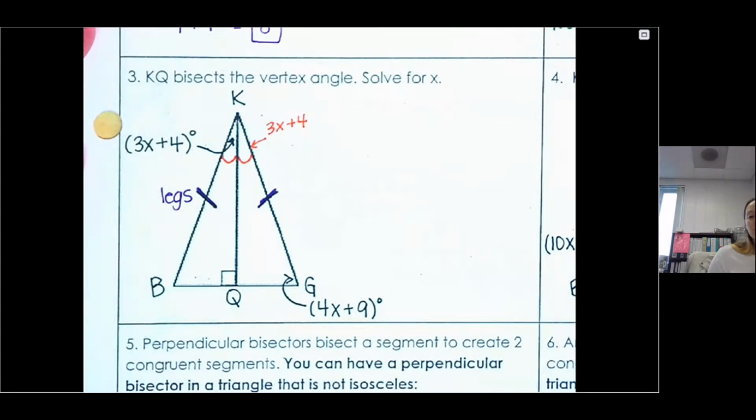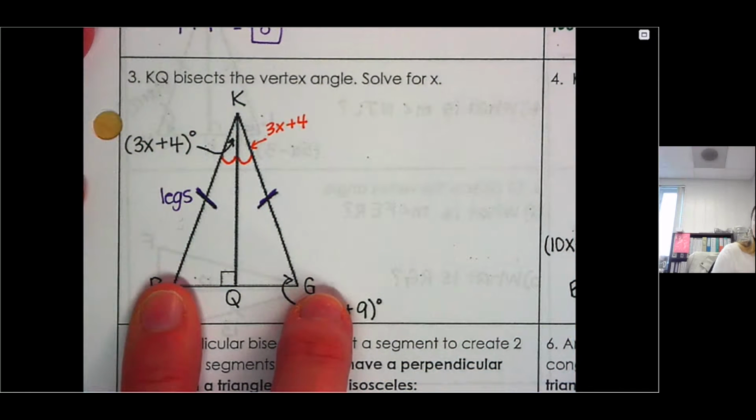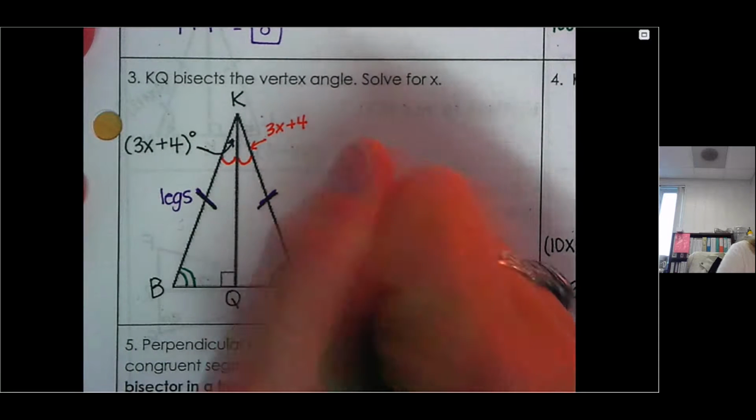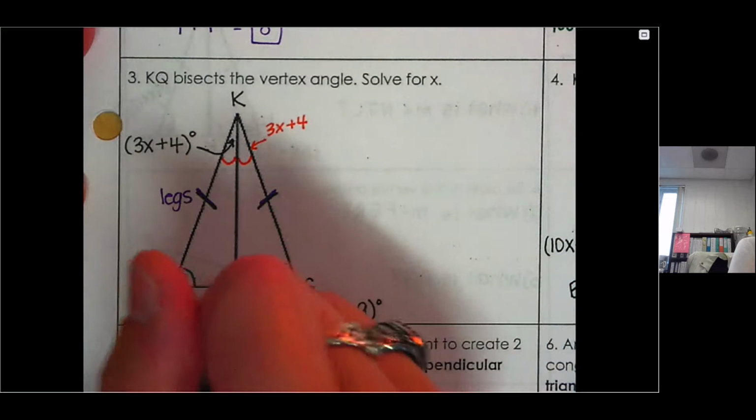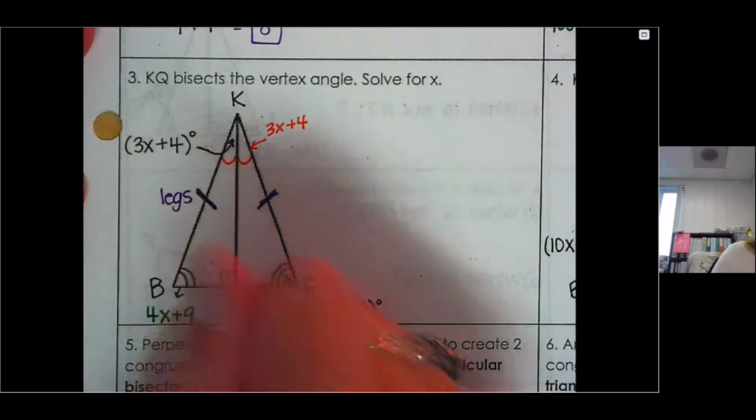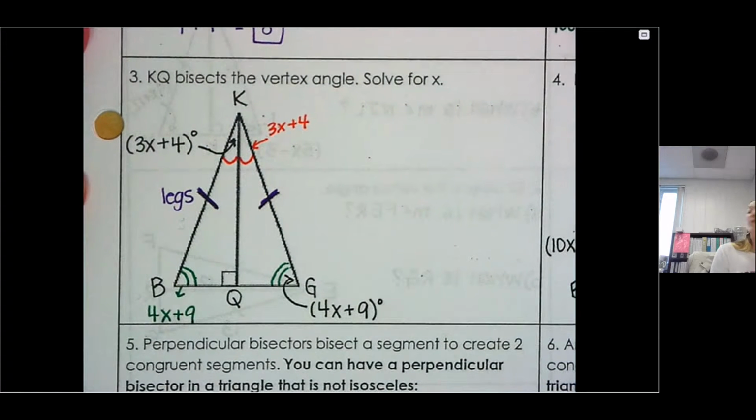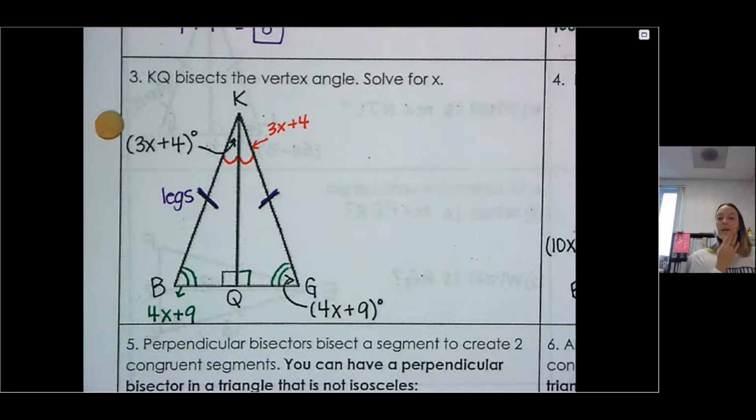Good. What else can I mark? Ah, very nice. These 2 angles better be exactly the same as well. They're my base angles. So this time I'm going to put 2 arc marks to show that they're different. But yes, this one on the left is also 4x plus 9. And there's one more very important thing I should mark in this picture. 90 degrees, good, on the other side. Fantastic. Okay, so now you've got 2 smaller triangles that are exactly the same.